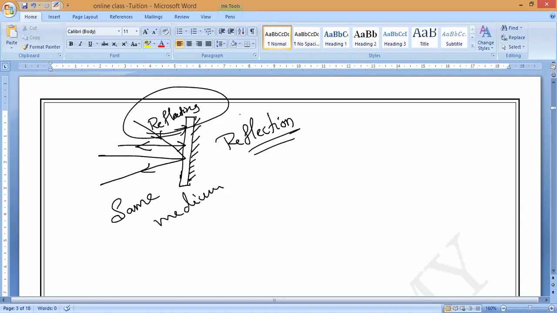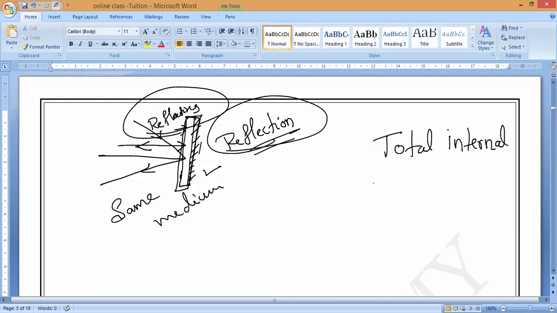So it is the bending of light in the same medium after striking any kind of opaque surface, like a mirror, one side opaque, one side reflecting surface. This reflection we have already studied in the first chapter, so we don't need to bother about it. Now, total internal reflection will come only in the case of two transparent mediums. Do you understand? Total internal reflection, when it comes, observe very carefully.